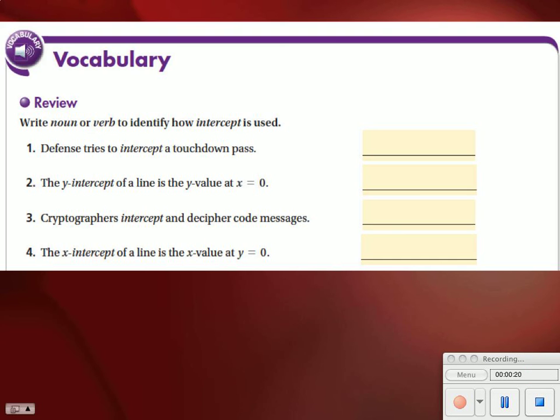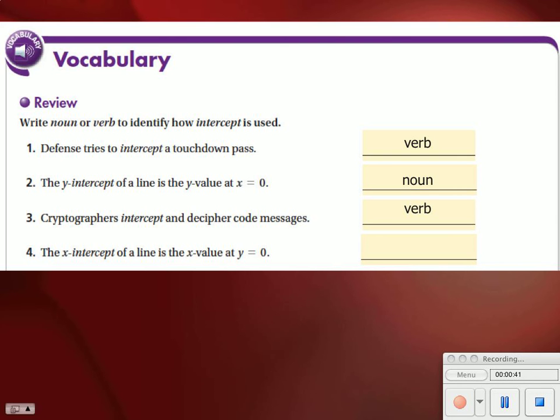You're going to write noun or verb for the word intercept, the way it's used in a sentence. Defense tries to intercept a touchdown pass. That's a verb. The y-intercept of a line is the y value at x equals 0. That's a noun. Cryptographers intercept and decipher code messages, verb. And the x-intercept of a line is the x value at y equals 0, noun.